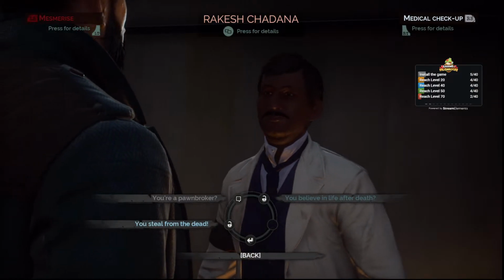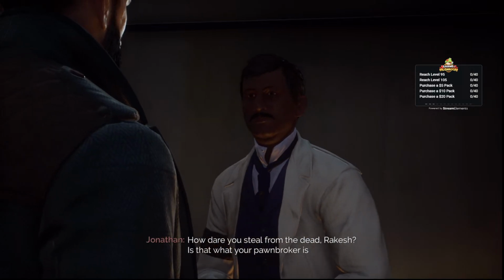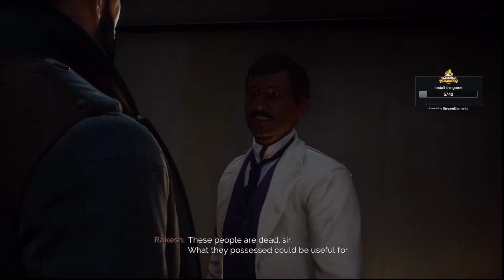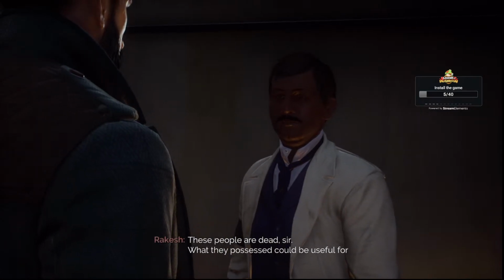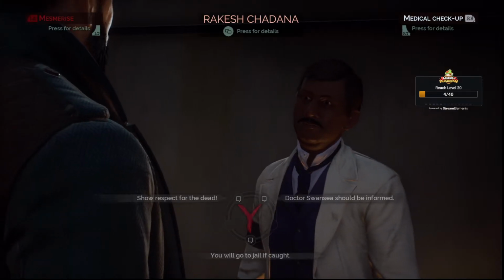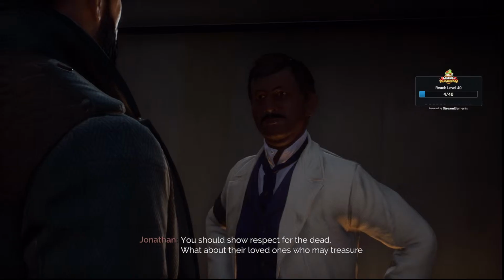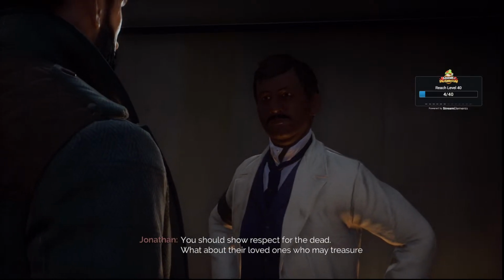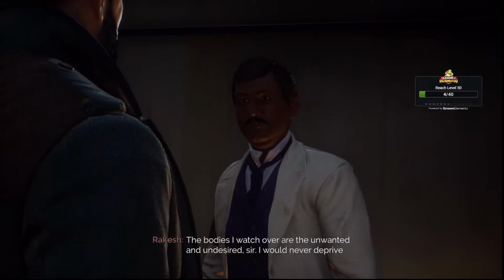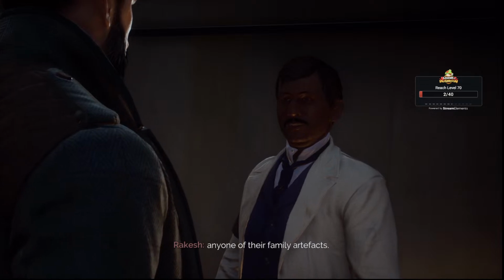You are a foolish man, because I saw you steal from the dead. How dare you steal from the dead, Rakesh? Is that what your pawnbroker's is really about? These people are dead, sir. What they possessed could be useful for the living, and I'm sure they would agree if they could speak. You should show respect for the dead. What about their loved ones who may treasure these items you sell? The bodies I watch over are the unwanted and undesired, sir. I would never deprive anyone of their family artifacts.